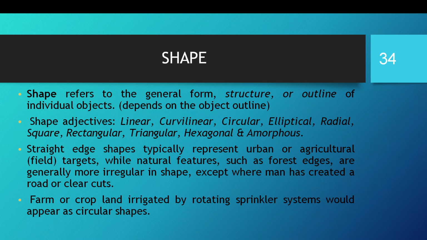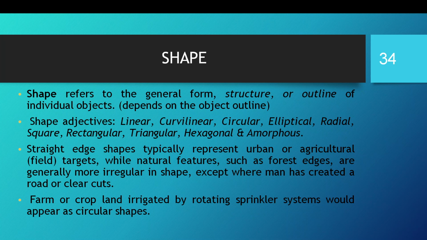Okay, so first we will focus on the concept of shape and the importance of shape in image analysis or visual interpretation. So shape refers to the general form, structure, or outline of object, which helps in identifying them. So the shape depends on the object's outline. Various shape types include linear, curvilinear, circular, elliptical, radial, square, rectangular, triangular, hexagonal, amorphous.